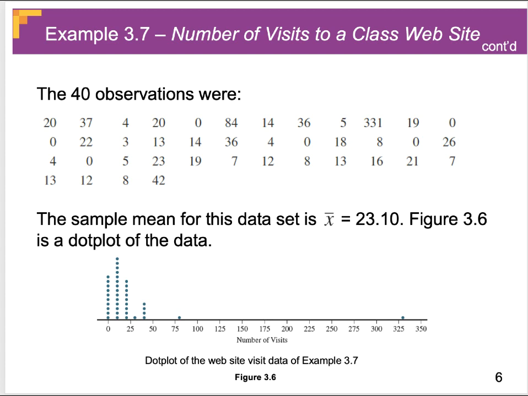So we had some students who never accessed any of the pages, but most of the students were between 0 and 25. We had one student who explored quite a bit and had 331 visits to the web page. That one value being such an outlier is going to greatly distort our calculation of the mean. So we would not want to calculate the mean for this data set. Instead, we're going to calculate the median.